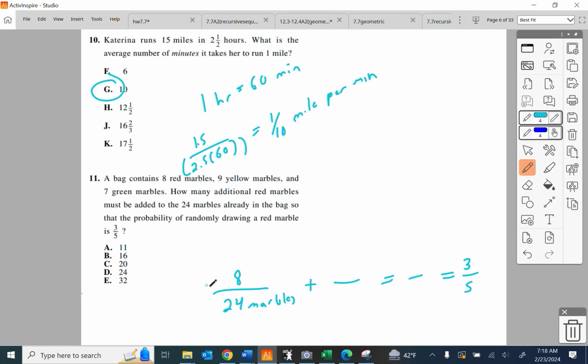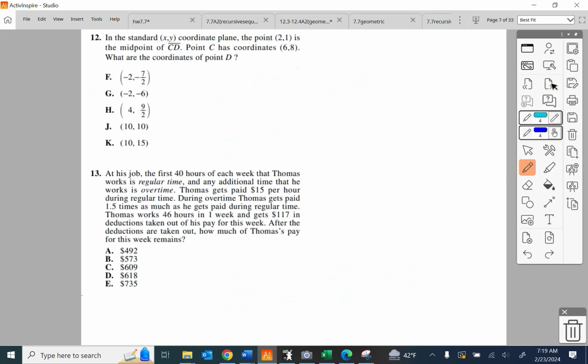So if I added 11, I'd have 35 and I'd have 19. And that's not 3/5. So no. If I added 16, 16 and 8 makes 24, and that'd be 40. This is looking pretty good. 24 over 40 is going to be what, 12 over 20? Or both divisible by 4, 6 over 10. There you go, that's it. No algebra, just plug in some numbers, check it.